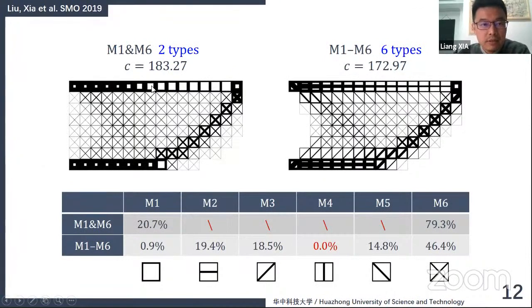In the first design, we consider only M1 and M2 type lattices. And we can see the design is dominantly composed of M6 lattice, for it has superior performance in bearing shear load. However, when 6 lattice types are considered in design, you can see M1 type lattices are mainly replaced by M2 lattices whose horizontal stiffness is enhanced. Another interesting observation is that in the second design, even though M4 lattice type is included in design, it is excluded from the final design completely.